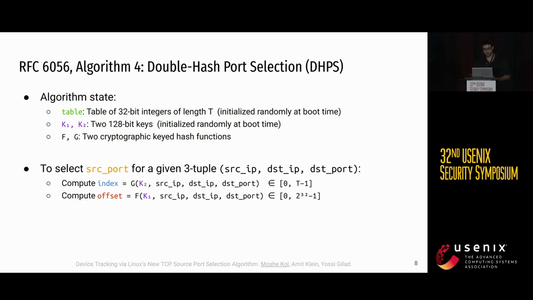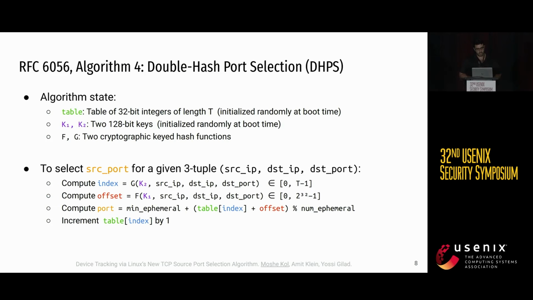The next thing it does is compute an offset value using the F hash function, the key K1, and the input 3-tuple. And this produces a 32-bit pseudo-random integer, which is important to give the algorithm the unpredictability properties. And to compute a port number, the algorithm takes the counter value from the table, takes the offset, adds them up, does some modulo arithmetic to ensure that the port is in the correct range, and finally, it increments the counter by 1.